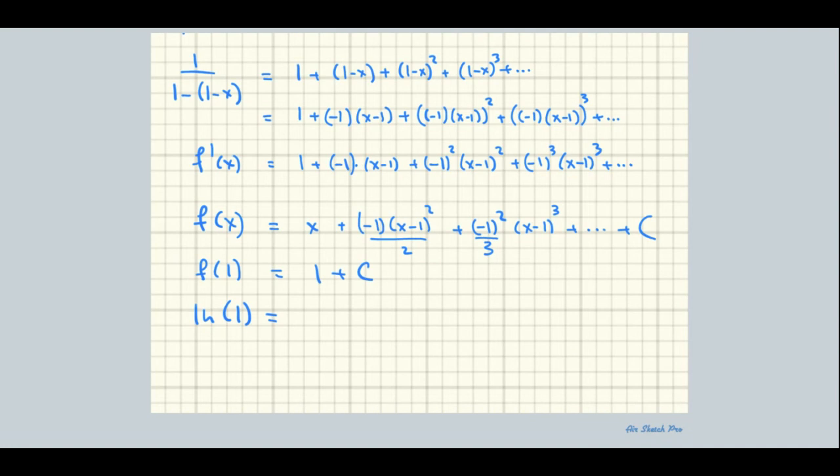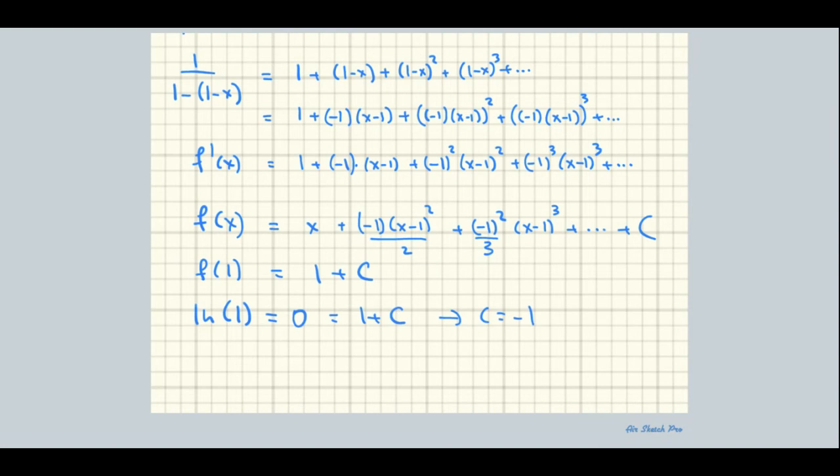Yeah, everybody should know that the log, any log, whatever base, of 1 is 0. And yes, this translates to the fact that e to the 0 equals 1. If log of 1 is 0, then e to the 0. This is log base e, yeah? Okay. There we go. So log of 1 is 0, which is 1 plus c. So c has to be equal to negative 1.